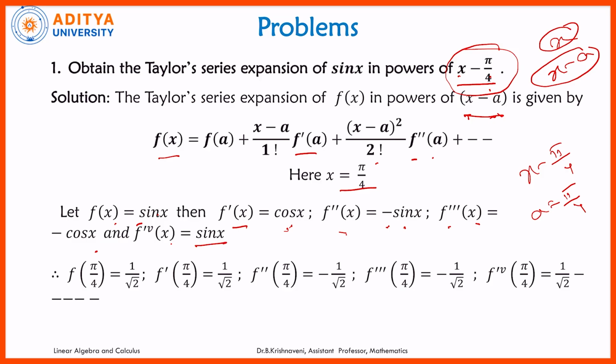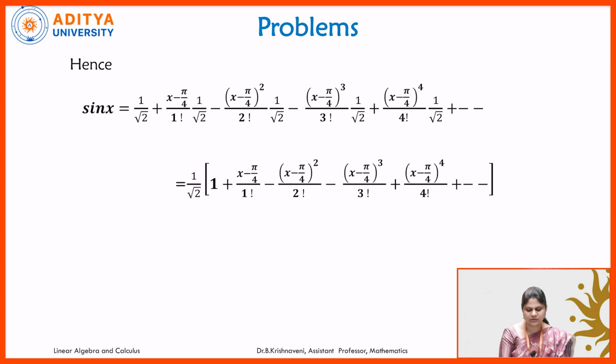Now find the value of each at x is equal to pi by 4. f of pi by 4 is sin pi by 4, 1 by root 2. f dash of pi by 4 is cos pi by 4, 1 by root 2. f double dash of pi by 4 is minus sin pi by 4, minus 1 by root 2. f triple dash of pi by 4 is minus cos pi by 4, minus 1 by root 2, and the fourth is sin pi by 4, that is 1 by root 2, and so on. So now substitute all the values in the Taylor series expansion.